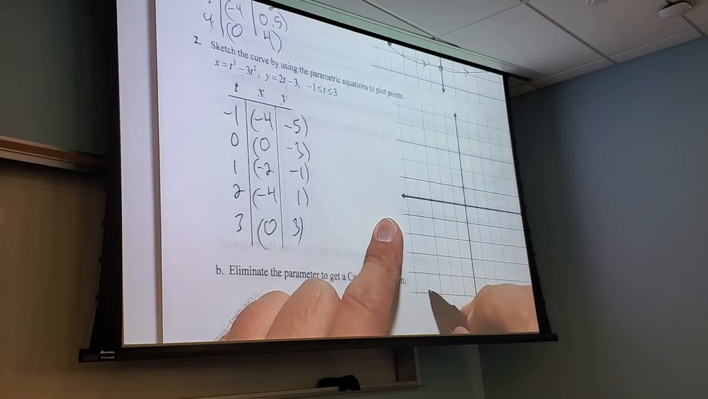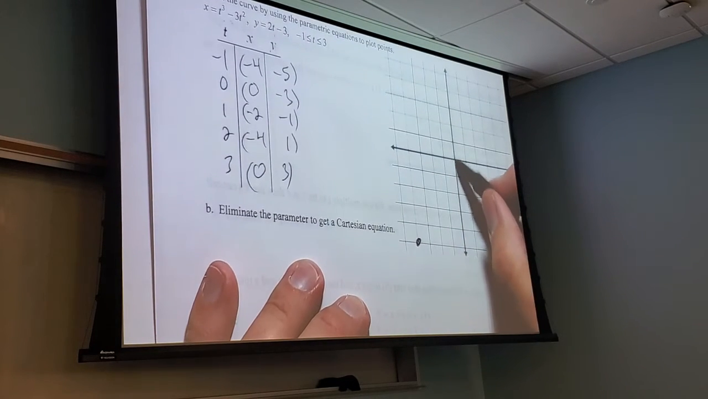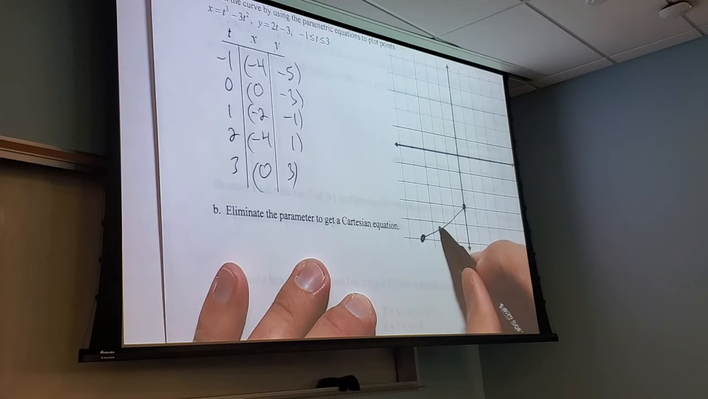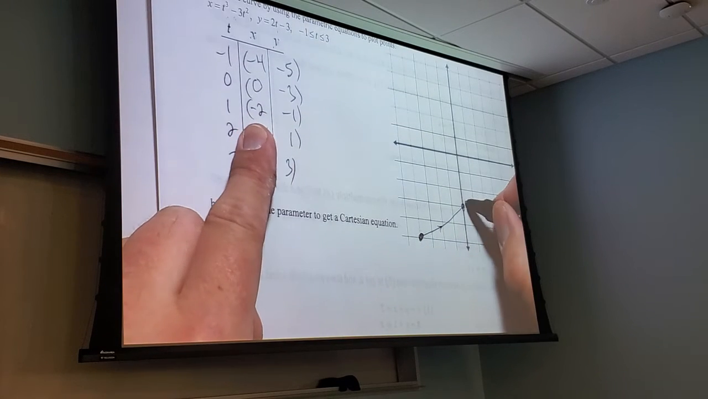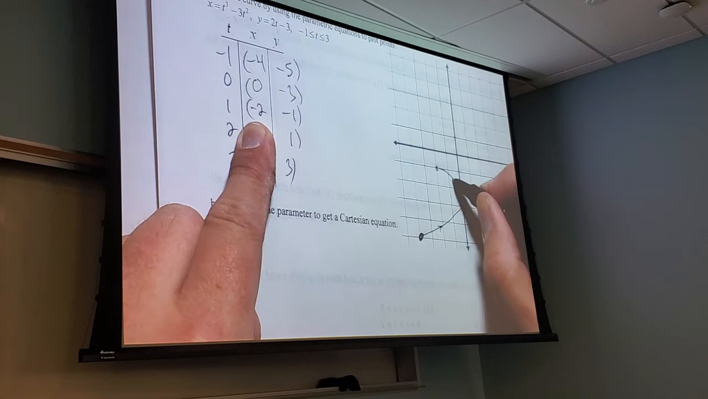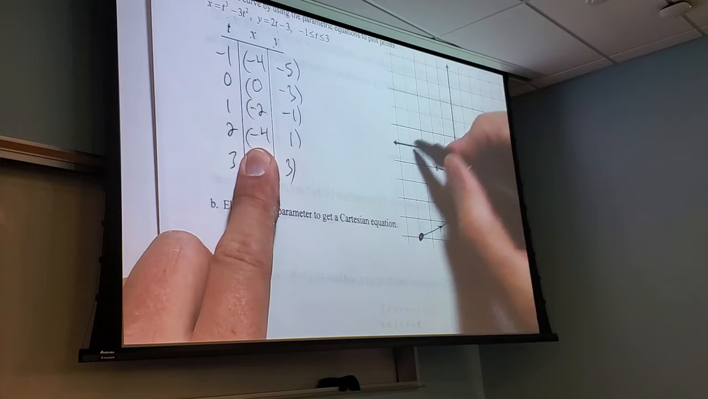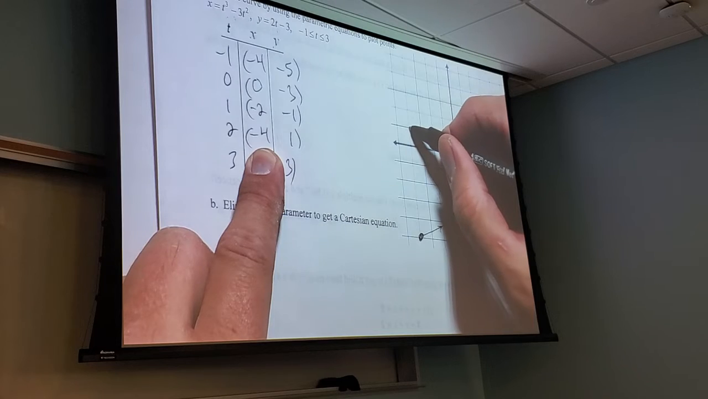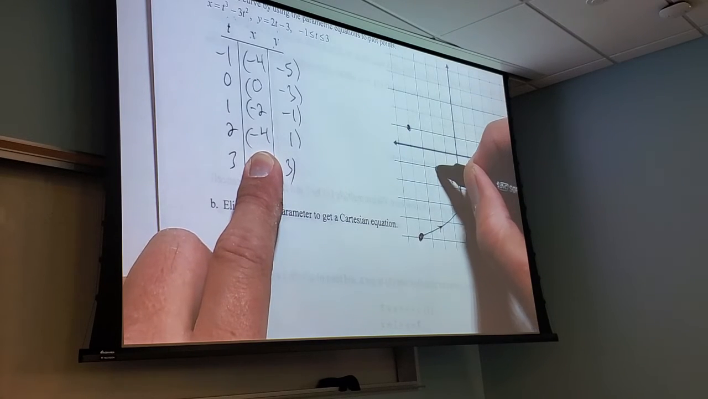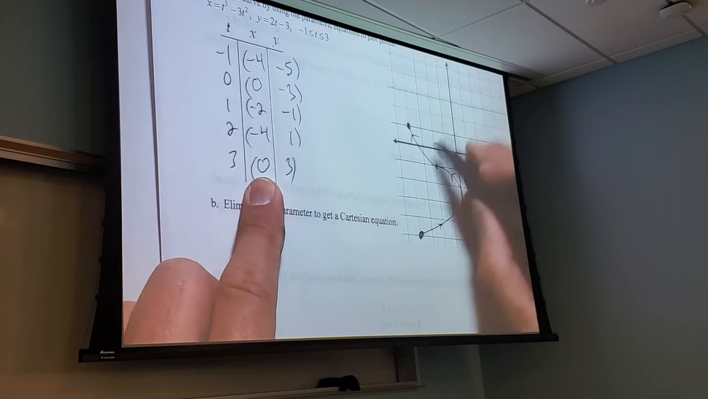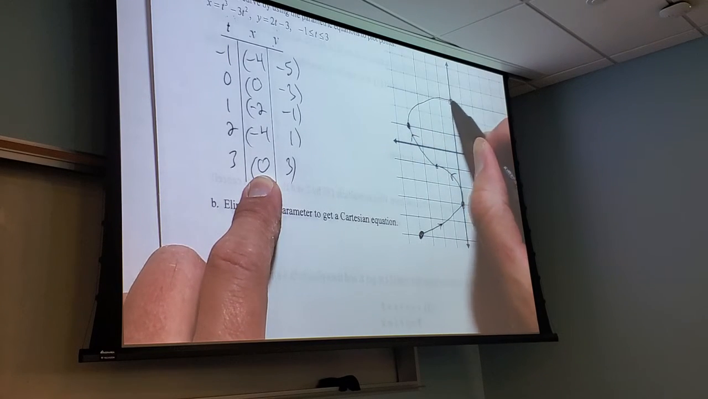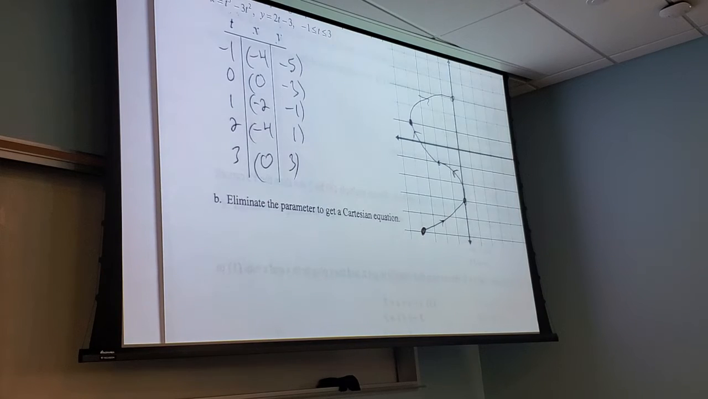-4, -5, 0, -3. So now I'm going this way. -2, -1. So now I'm turning the corner here. -4, 1. You can do it, Jeff. So now I'm going this way. 0, 3. 2. Okay, that is nifty.